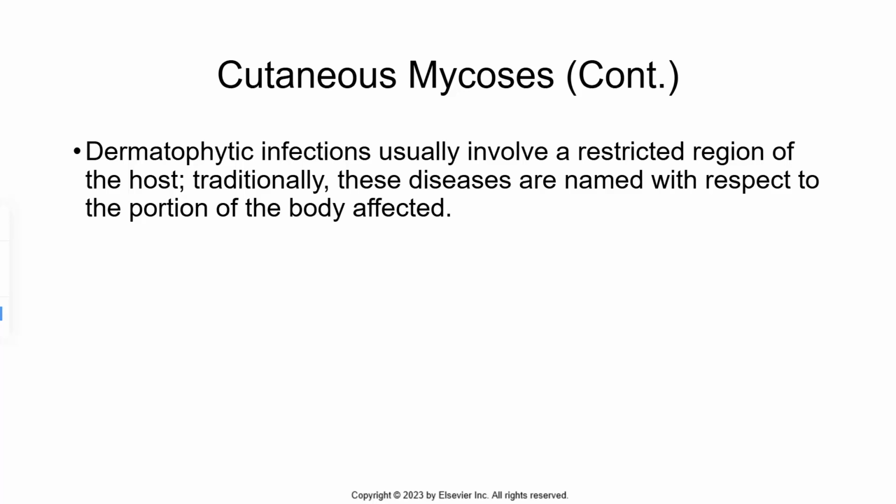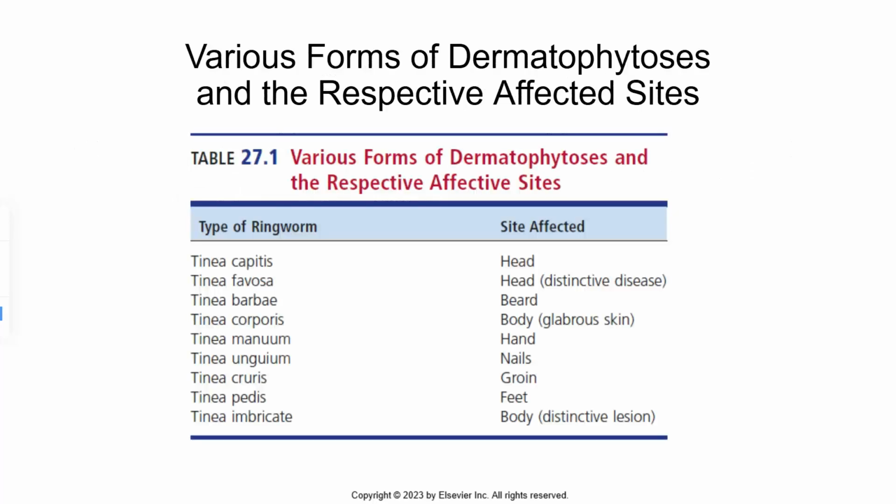Traditionally, these diseases are named with respect to the portion of the body that is affected. So, tinea capitis refers to the head. So that would be like the ringworm of the head or a fungal infection of the head. Tinea favosa, head, but that's a distinctive disease. So it's different from tinea capitis. Tinea capitis is literally dandruff. So if you've ever had dandruff, that's what that is.